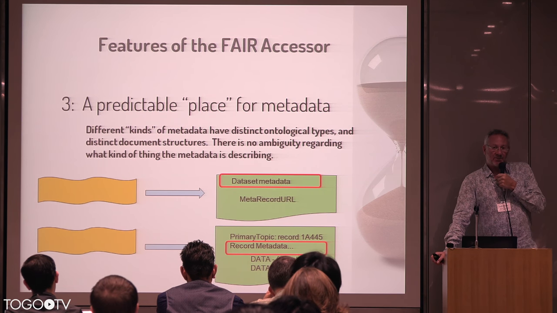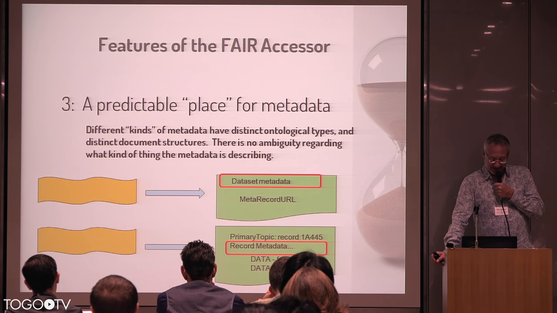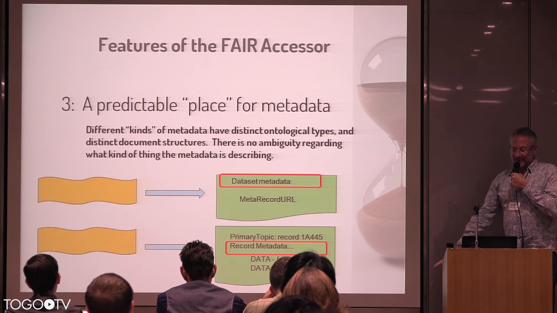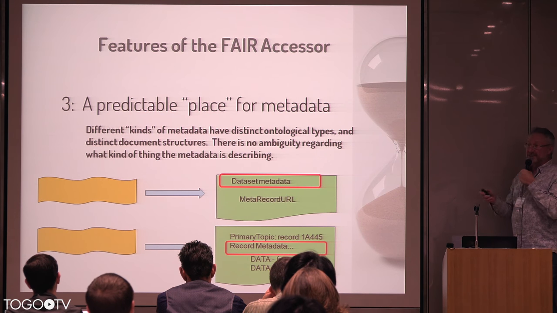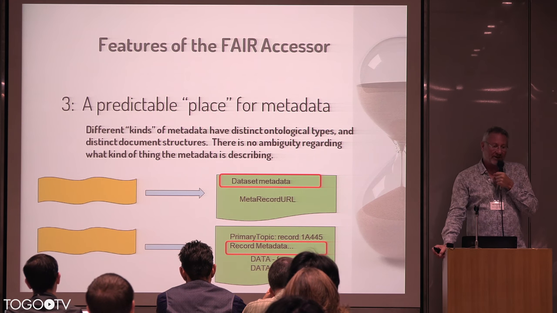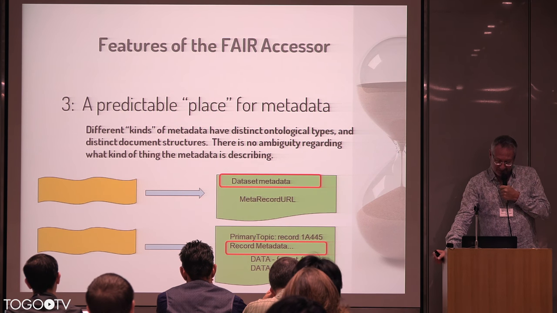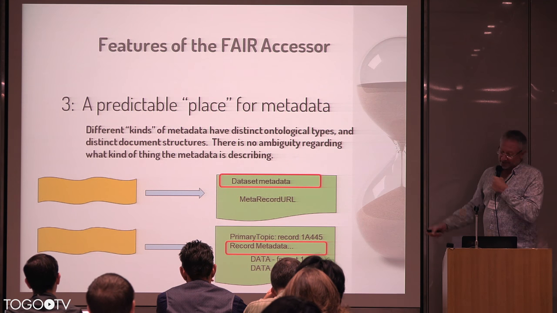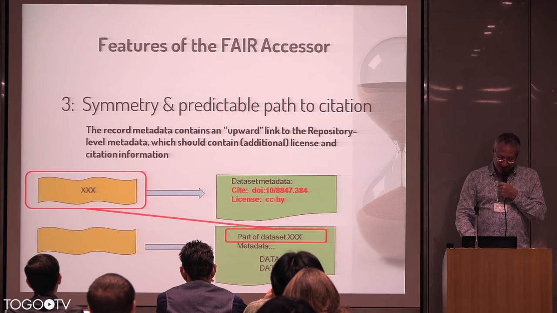You have a predictable place to put metadata. So different kinds of metadata, at the repository level all the way down to the record level, have distinct ontological types, but also there's no ambiguity regarding where that metadata should be. Right, so here's the dataset metadata, and here's the record metadata, and it's in predictable locations.